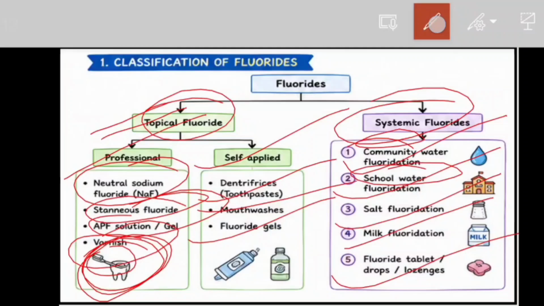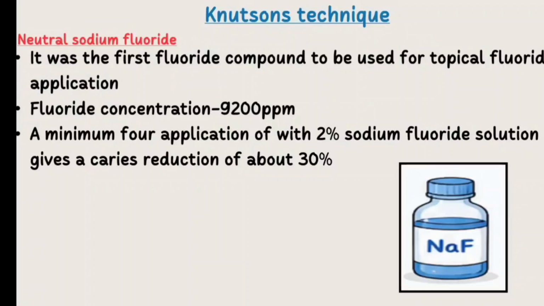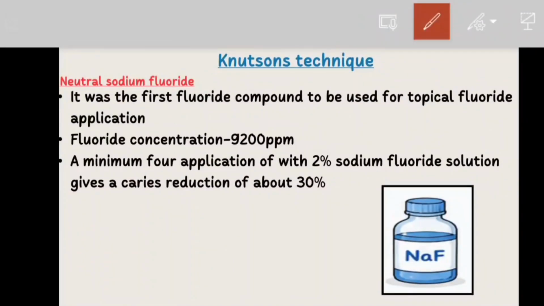Let's test ourselves. So what are the two major categories of fluoride? The answer is topical and the systemic. Give me two examples of the professional topical fluoride. That is the neutral sodium fluoride and the stannous fluoride. What are the examples of the self-applied topical fluoride? The answer is dentifrice, mouthwash and fluoride gel. Excellent. Okay. So now we come to the important part of today's lecture. So that is the Knutson technique.